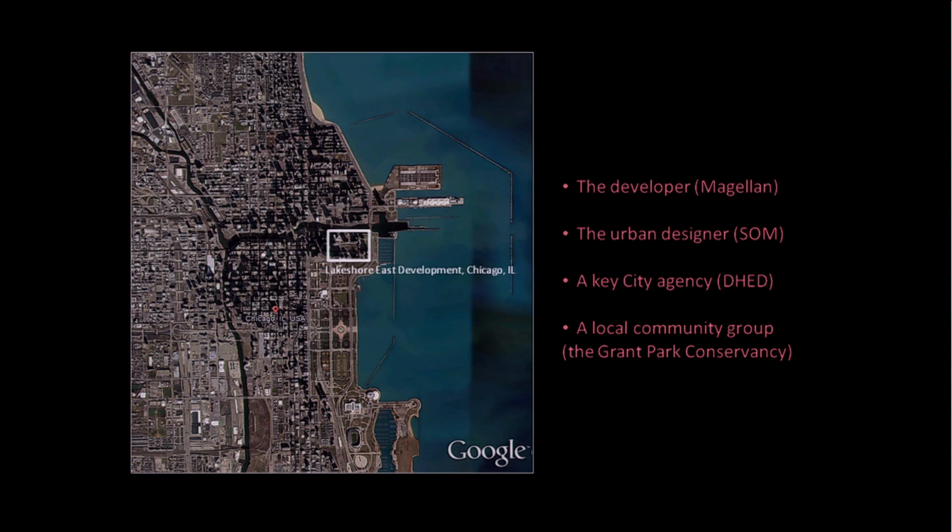We had the developer, an organization called Magellan. SOM happened to be the urban designer on the project. There were obviously many city agencies involved, but we looked specifically at a group called the Department of Housing and Economic Development. And then there was a local community component involved in the experiment as well, a group called the Grant Park Conservancy. The idea was to bring these people together and have a conversation about information flows and how those information flows were vital to the way that the project progressed.